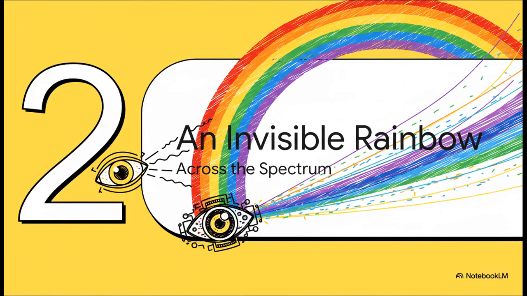Okay, next up, an invisible rainbow, seeing across the spectrum. And this is where things get really wild. You see, our eyes can only pick up this tiny, tiny little slice of the electromagnetic spectrum, what we call visible light. But with image processing, we can build machines that see the whole shebang, the entire spectrum, and they can show us things that are completely, totally invisible to you and me.